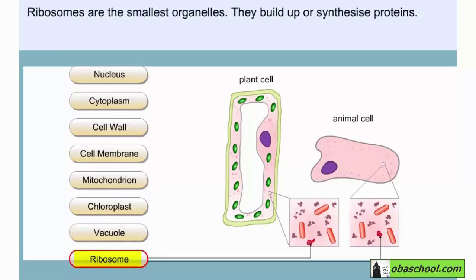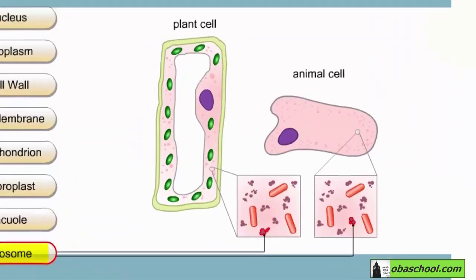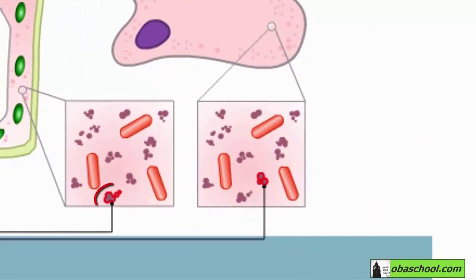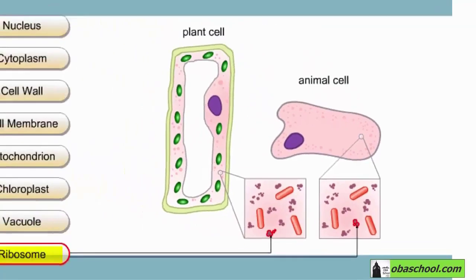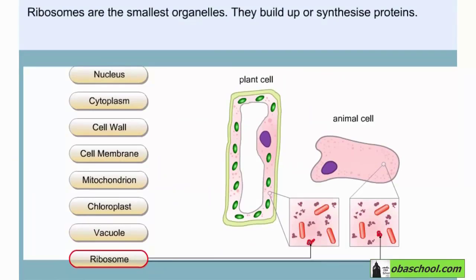This brings us to ribosomes. They are the smallest organelles, and they are rod-shaped. They have a function of building up proteins. And now we have shown the differences between plants and animal cells and explained the roles of organelles in each.